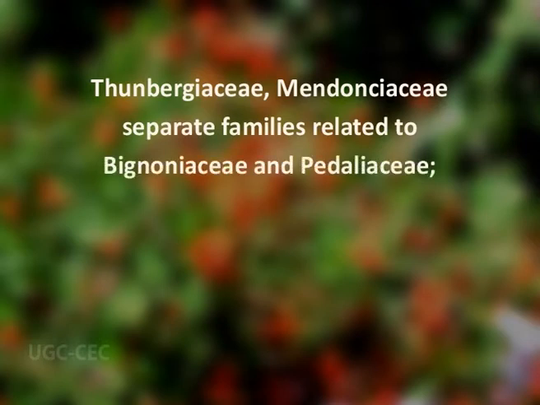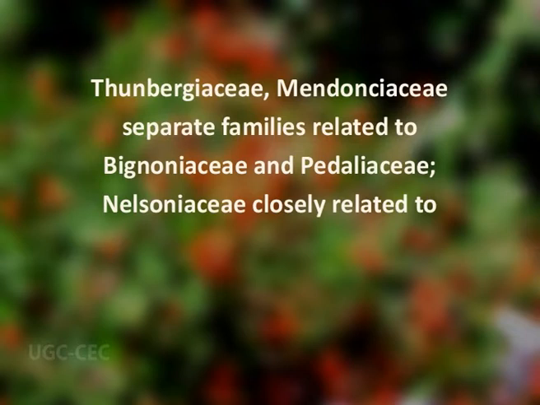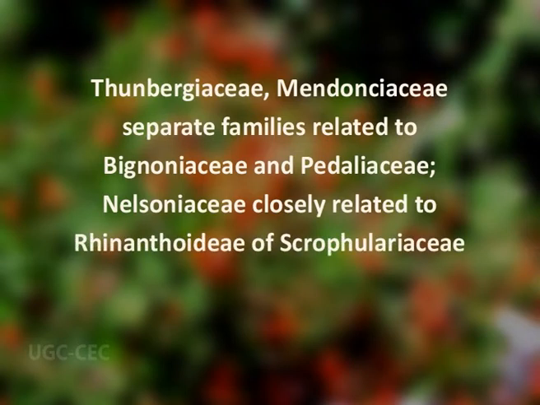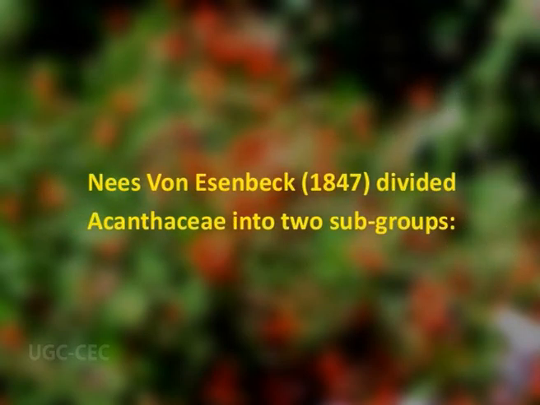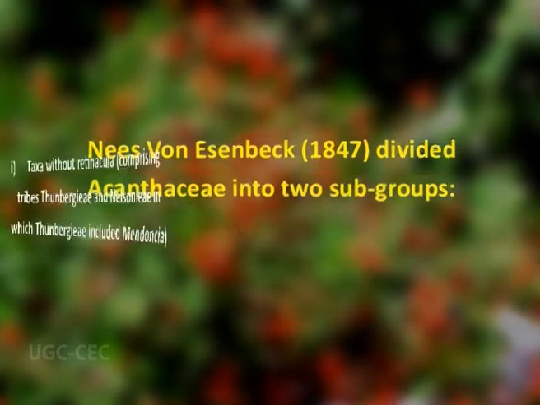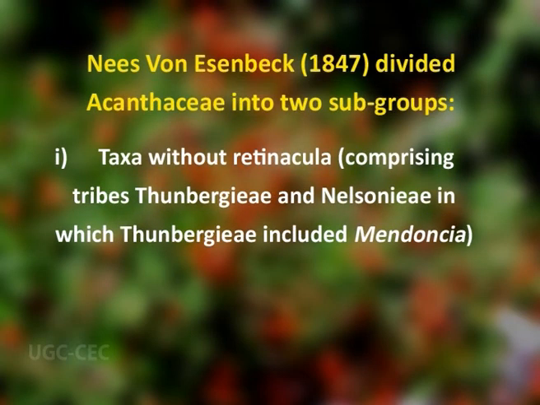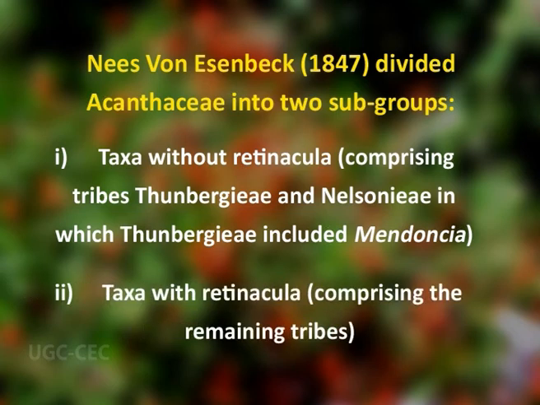Bremekamp, on the other hand, regarded Thunbergiaceae and Mendonciaceae as separate families and related them to Bignoniaceae and Pedaliaceae, considering Nelsoniaceae as closely related to Rhinanthoideae of Scrophulariaceae. Nees von Esenbeck divided the family into two subgroups: taxa without retinacula, comprising the tribes Thunbergieae and Nelsonieae, in which the Thunbergieae included Mendoncia, and those with retinacula, comprising the remaining tribes.